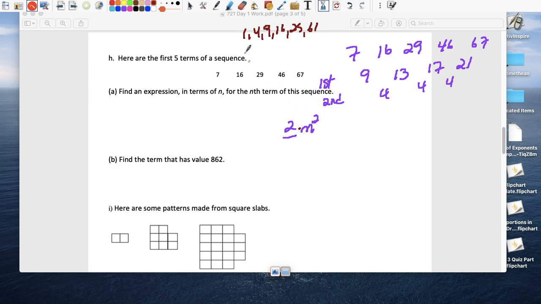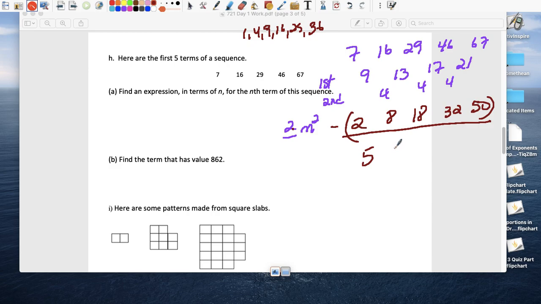So we're going to take 1, 4, 9, 16, 25, 36, and multiply it by 2. So we're going to get 2, 8, 18, 32, 50. Let's subtract. Put that in parentheses. 7 minus 2 is 5. 16 minus 8 is 8. 29 minus 18 is 11, 14, and 17. Alright, so our expression, our nth term is 2n squared.